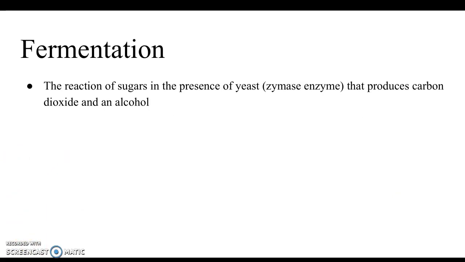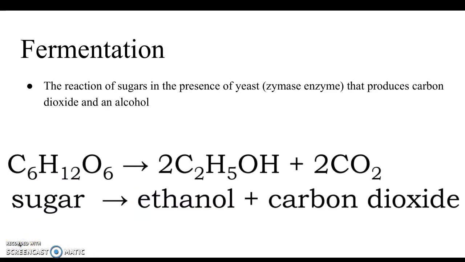Fermentation is the reaction of sugars in the presence of yeast or zymase enzyme that produces carbon dioxide and alcohol. So you should be able to recognize this reaction. You're starting with sugar, C6H12O6, and you're producing an alcohol. It has an OH ending because it has 2 carbons. It's ethanol and carbon dioxide. This reaction, especially if you're going into college or AP Bio, you should make note of this one. You'll see it again. But again, sugar makes an alcohol and carbon dioxide: fermentation.